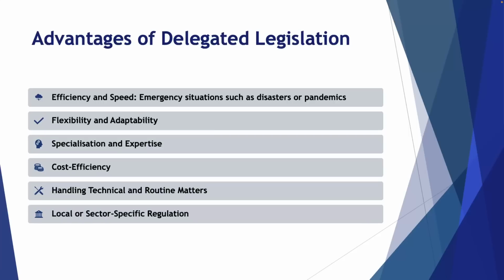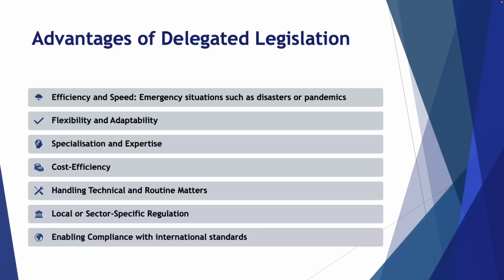Delegated legislation also allows laws to be tailored to specific regions, to specific industries, or to specific issues. So, for example, a local government can create a bylaw concerning parking regulations or littering within their specific jurisdiction. This can be done without having to wait for a national legislature, such as Parliament, to pass laws that cover all of these very small-scale, location-specific issues.